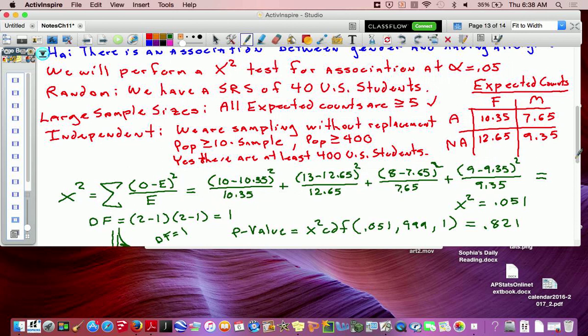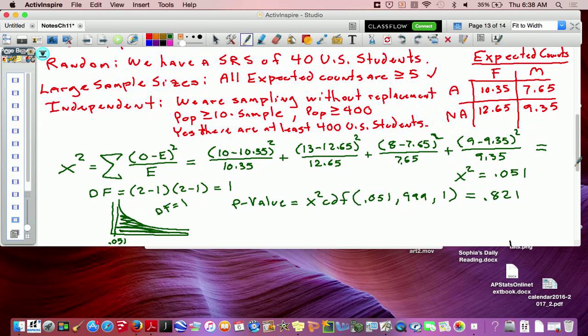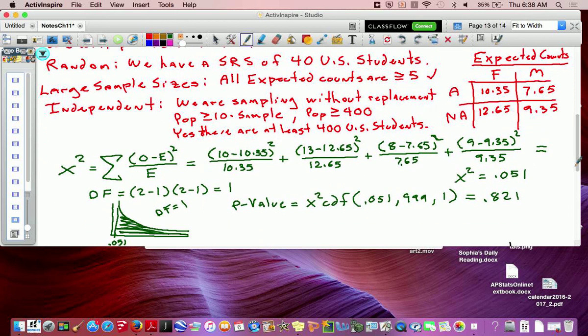Okay? So my p-value: chi-squared CDF, lower bound to infinity, degrees of freedom of 1. Remember, since this is a degrees of freedom of 1, this chi-squared doesn't start at 0. It's actually like that inverse power model. So you can see that the likelihood of getting a sample like this is pretty high, 82.1%. Kind of what we would almost hope. It'd be kind of interesting to see if allergies was associated to gender.